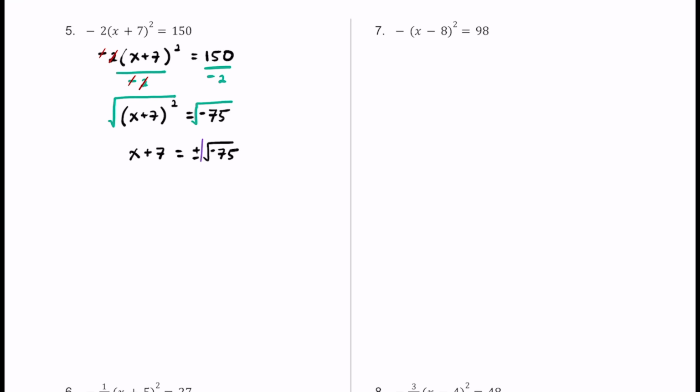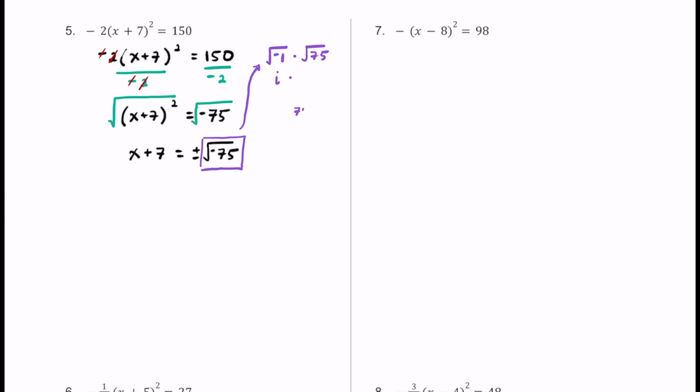Now let's go ahead and deal with this square root of negative 75. Because it's negative, we're going to have to deal with some imaginary numbers. So let's keep that in mind, right? So first things first, let's separate this square root of negative 75 into the square root of negative 1 times the square root of 75. Let's just do that first, because we know the square root of this negative 1 is just going to equal i. So then we just have to deal with the 75.